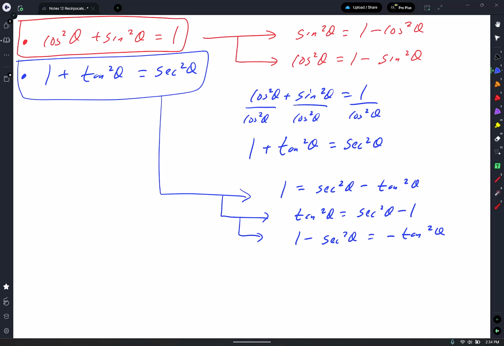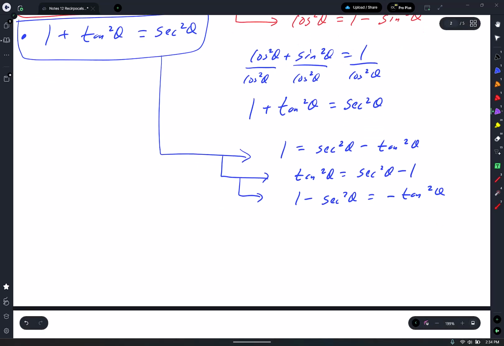All right, I'm going to change my color again. I'm going to go to purple. And I'm going to start with the red one again. Where do I got space? Right here. Cosine squared theta plus sine squared theta equals 1. And instead of dividing everything by cosine squared, I'm going to divide everything by sine squared.